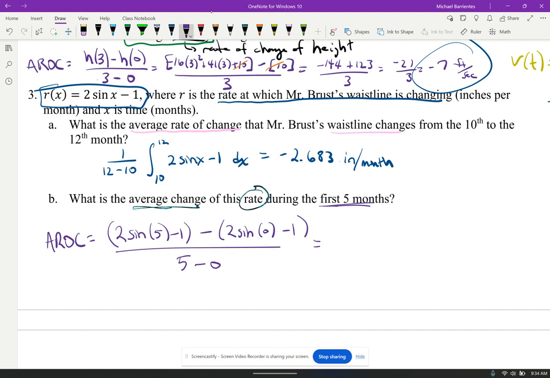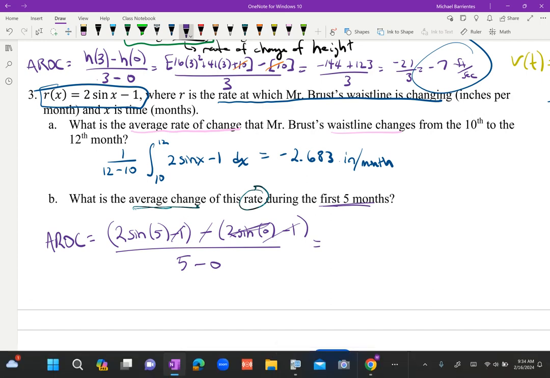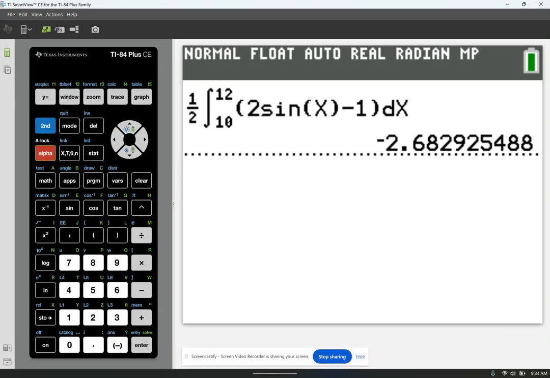I notice, by the way, that 2 sine 0 is 0, so that's gone. So really, this is just going to be plus 1. Oh, wait, but minus 1, that's a plus 1. That's going to cancel with this, so that's gone. So really, I'm just left with 2 sine 5 over 5. All right, let's go figure this out. What is 2 sine of 5 divided by 5?